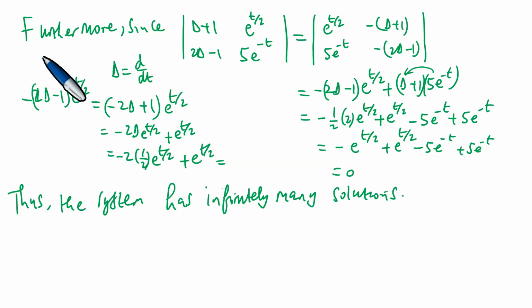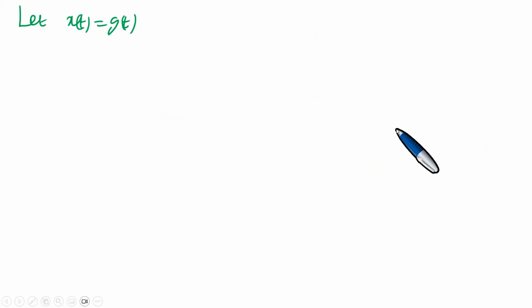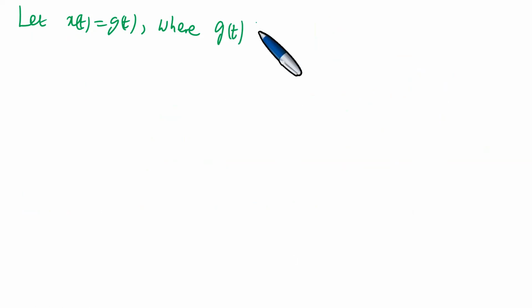Now, since this actually is 0 and therefore we have infinitely many solutions, this is what we do if we have infinitely many solutions. We let x be another function g of t, where g of t is an arbitrary function. So g of t becomes an arbitrary function.